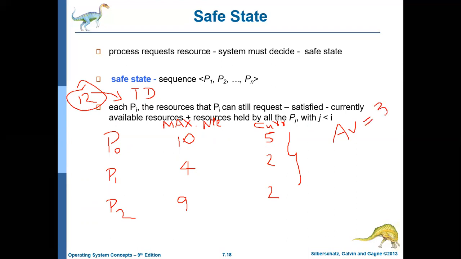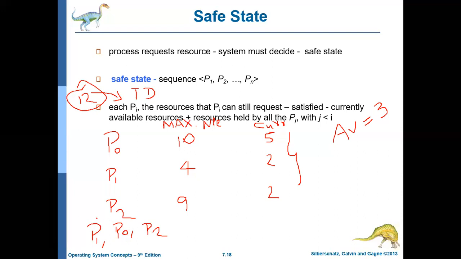Now our job is to find a safe sequence, such that all the processes can get all the resources without any deadlock. One of the safe sequences here is P1, P0, P2. In this example, P1, P0 and P2 is a safe sequence. Let us understand why it is a safe sequence. You should follow this sequence.